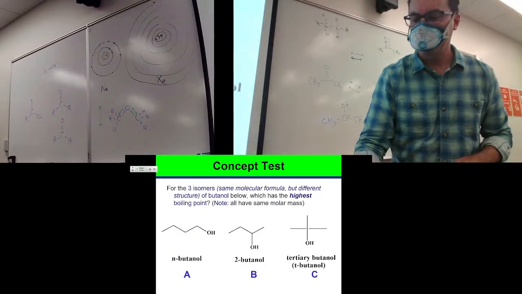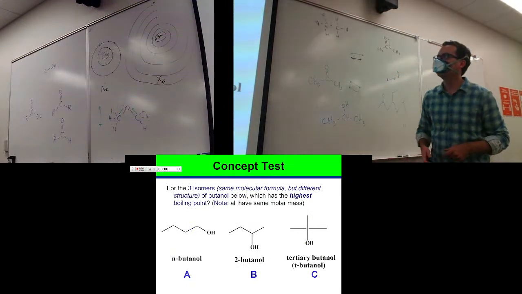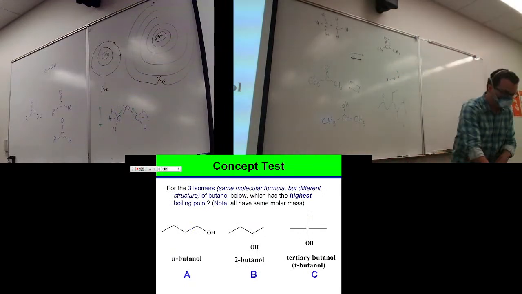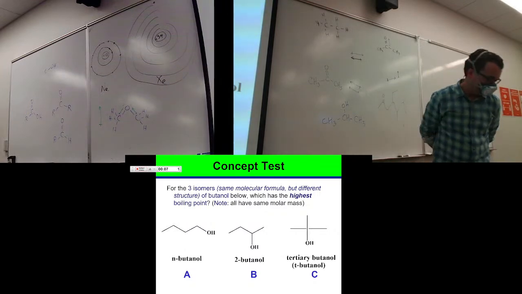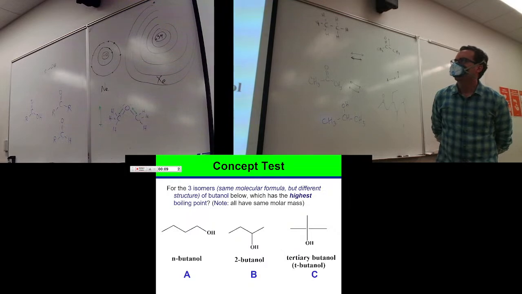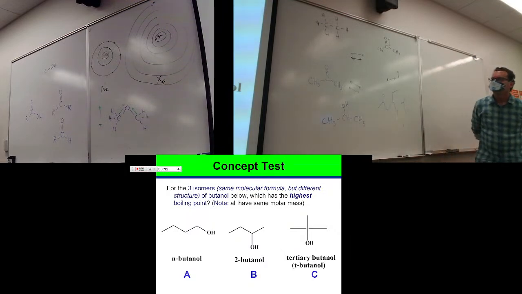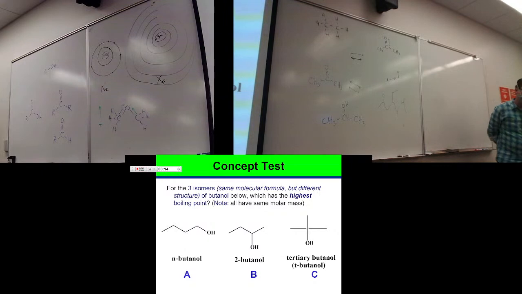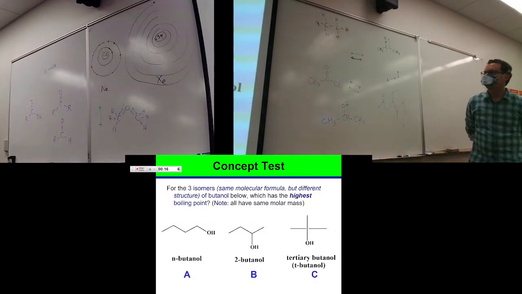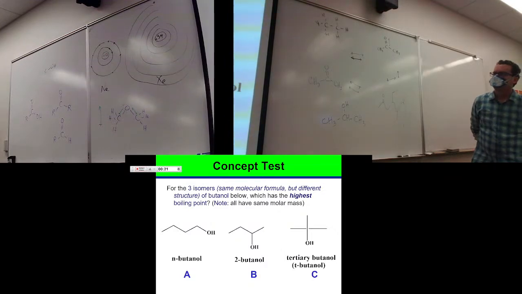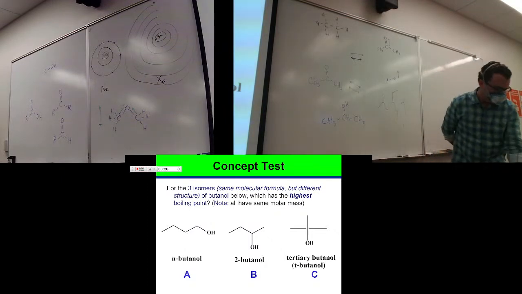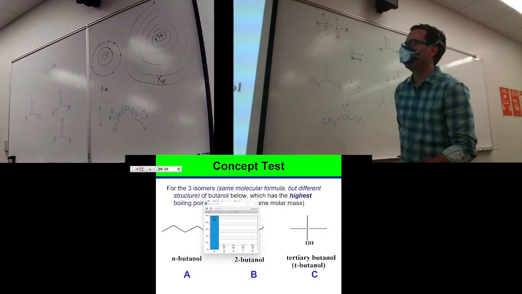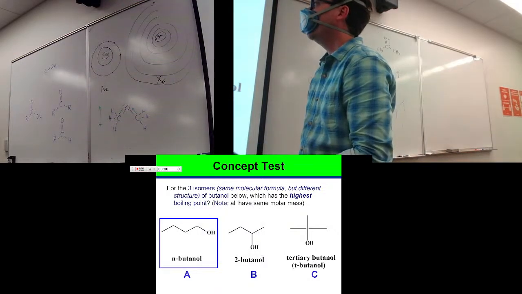All right, so similar question. Which one of these has the highest boiling point? Not too hard, right? We're looking at line drawings instead. Gotta get comfortable with those. Okay. So it's all about accessibility. Yeah, you guys got that right? Good. Not too hard.